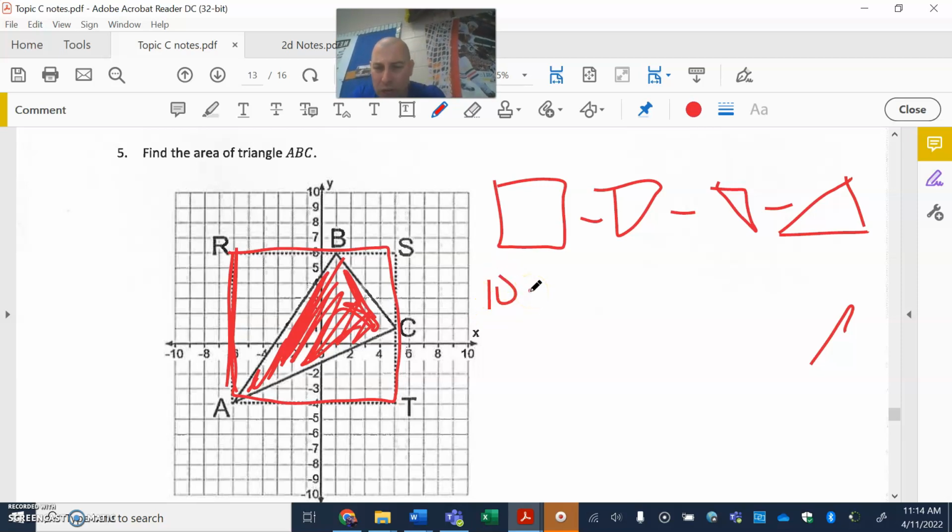How wide are we? Well, we're going from the -6 to the 0, so that's 6 spots, going to the 5, so that's 11. Okay, so there we go. So 10 times 11, that's 110 for the entire region.